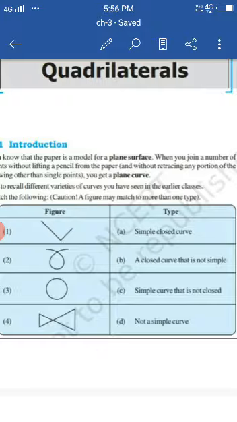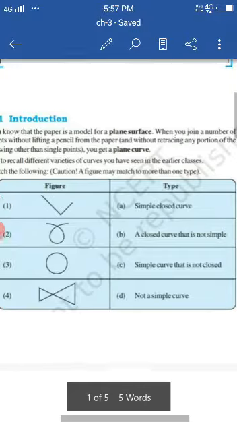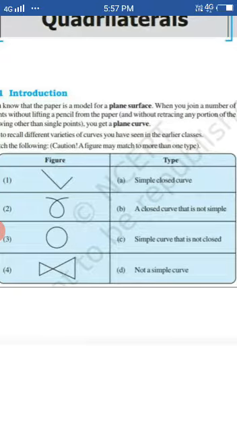Why is the fourth one not simple? Because it is intersecting at one point. You can see in the fourth figure, it is intersecting. As it is intersecting at one point, it is not a simple curve. सिंपल कर्व क्या होता है बेटा? जो कहीं पे भी इंटरसेक्ट नहीं करता, सिंपल कर्व जो होता है. ओके, ये लाइन सेगमेंट से भी बना हुआ हो सकता है.